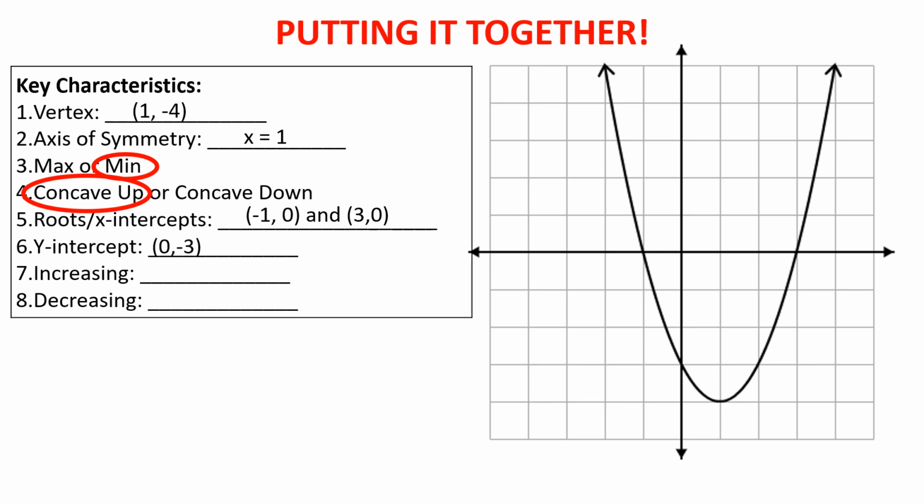If I'm getting on my roller coaster here, I'm going to be decreasing here, but increasing here. So I'm increasing to the right of my vertex, or greater than 1, and I'm decreasing when x is less than 1.